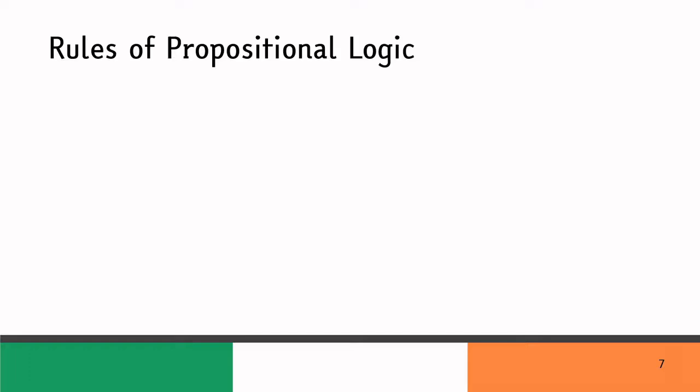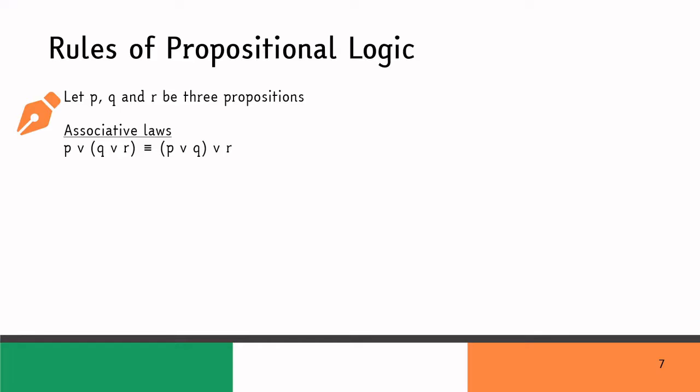Propositional logic has its own set of rules which help in logical calculations. We will use propositions P, Q, and R to discuss these laws. Imagine you want to calculate the disjunction of P, Q, and R. The associativity law states that we could perform P or Q first and then perform OR with R, or we could calculate Q or R first and then with P. Both would be the same. The same law also holds for conjunctions.